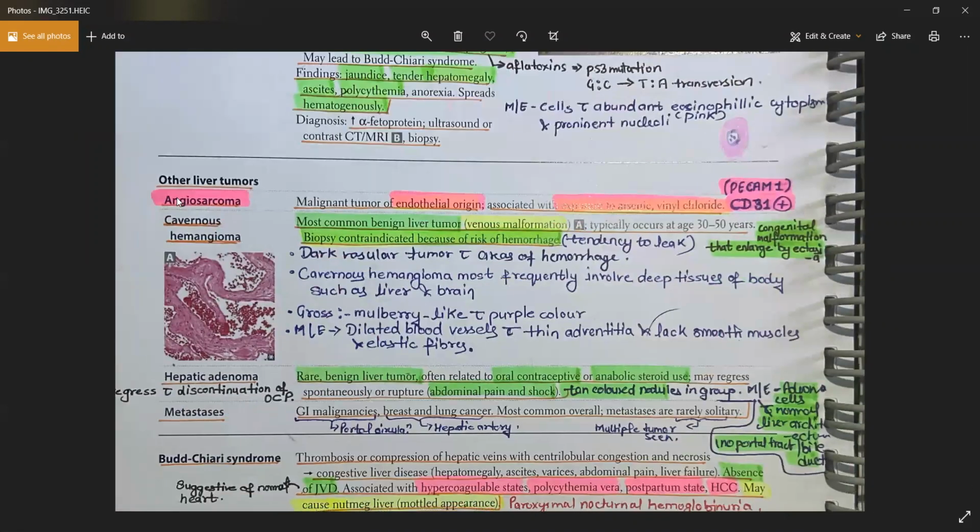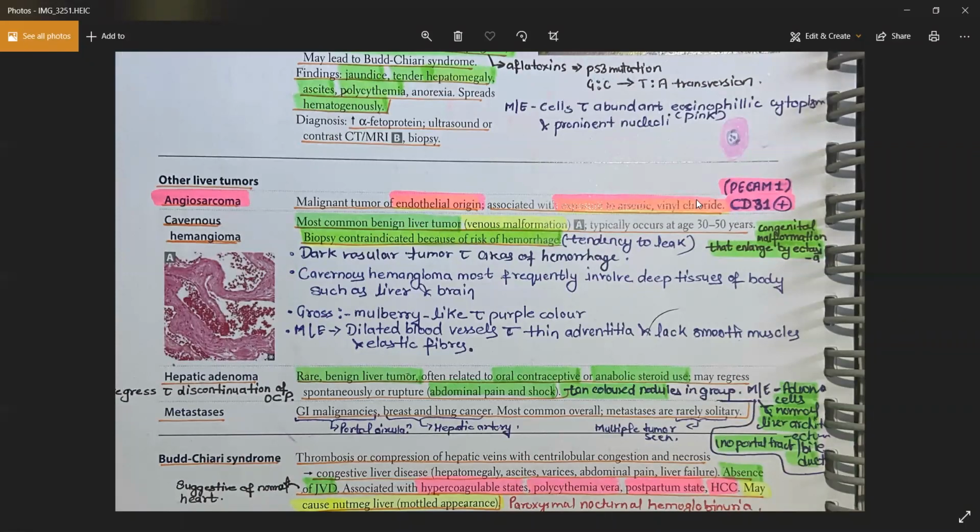Then come the other tumors. The first one is the angiosarcoma. You already know the risk factors for angiosarcoma. We have discussed that previously, right? Arsenic and vinyl chloride or PVC are the causes of this angiosarcoma. These tumors are of endothelial origin. That's why the name, angio means blood vessels, right? Please note the tumor marker, which is the PECAM-1 molecule.